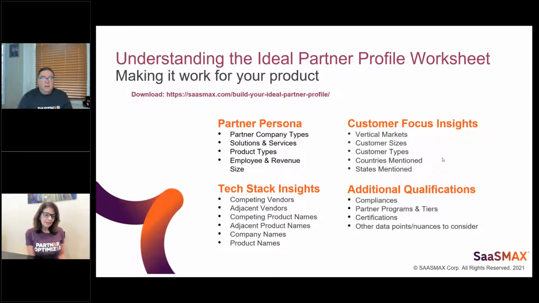And then the final bucket that we call additional qualifications really allows you to get into how deeply and how much expertise that partner needs to have in order to be a good partner to you. Do they have certain compliances that they talk about a lot and sell? Are they a member of partner programs or have certain partner tier levels that they've achieved with important vendors that are adjacent to you or competing?